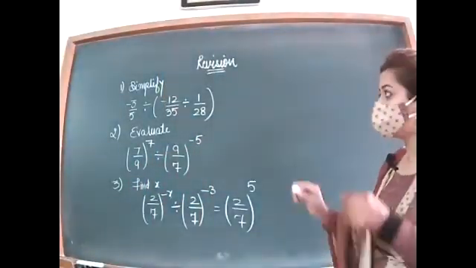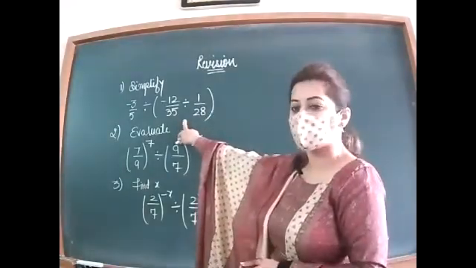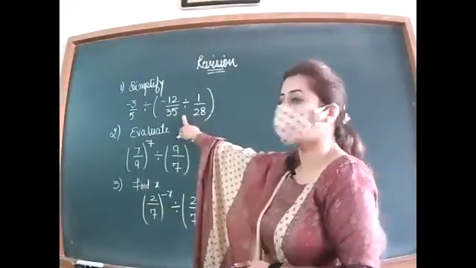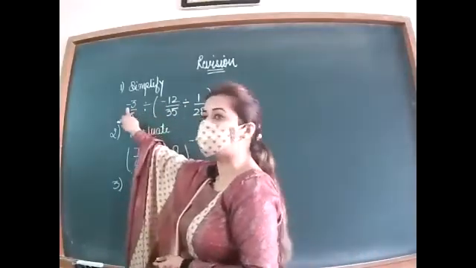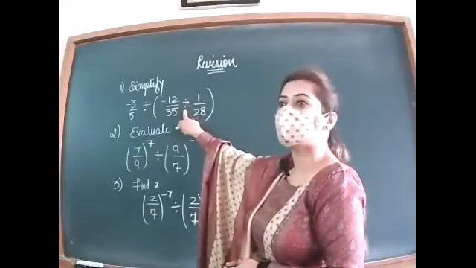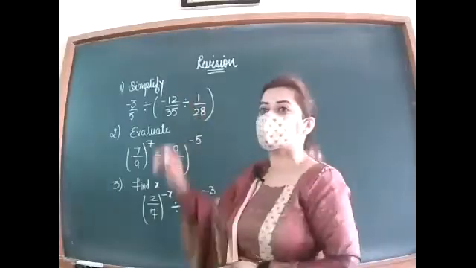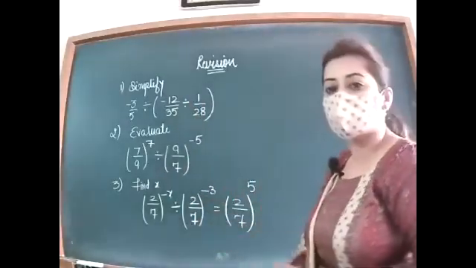Let's start with the revision. Simplify this question, in which firstly you will solve this bracket. After getting the answer from this bracket, you will divide minus 3 by 5 with the answer of this question. And divide, you all know, will be solved when you change this to a multiplication sign and then take the reciprocal of the second number. Solve these questions.